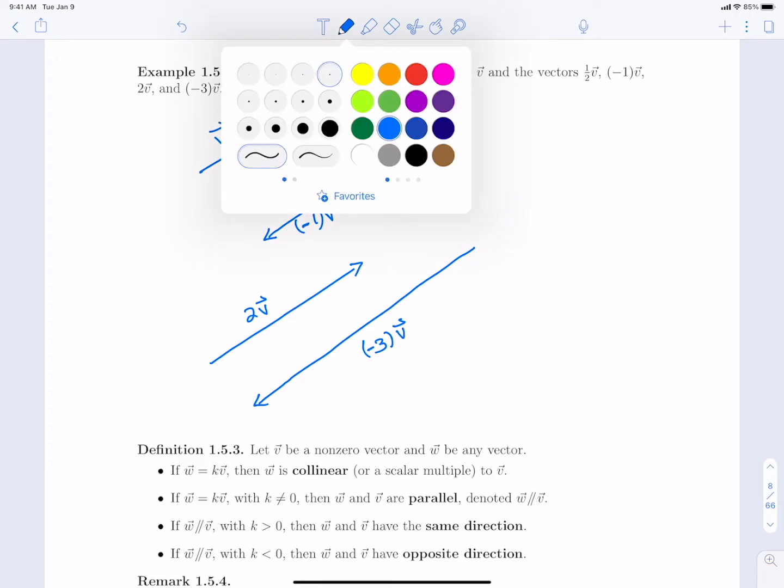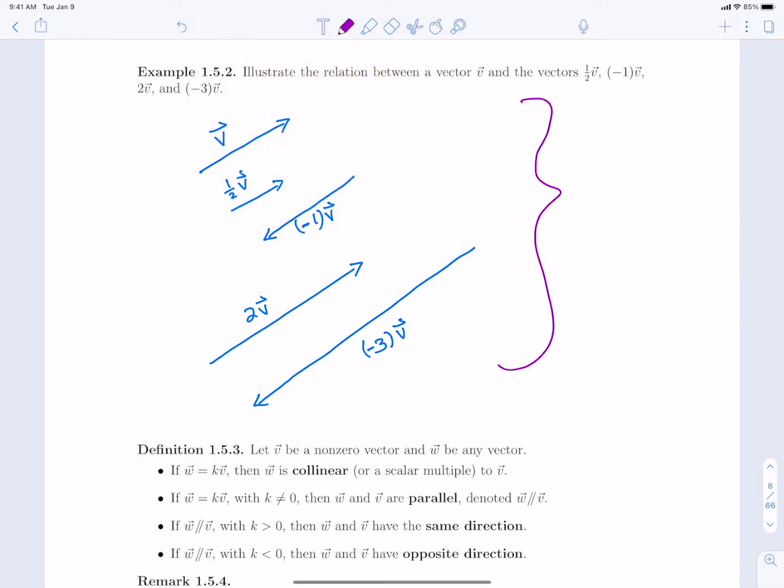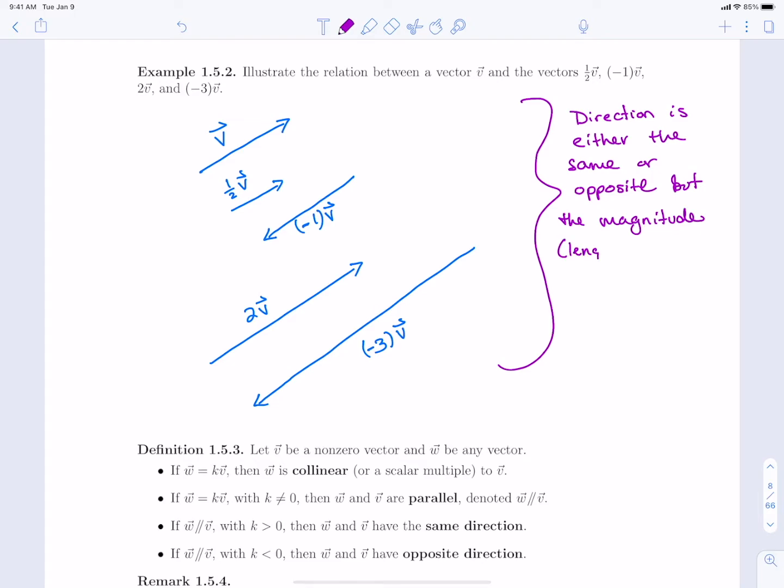So what's important here is the direction is either the same or opposite. But the magnitude or the length changes.